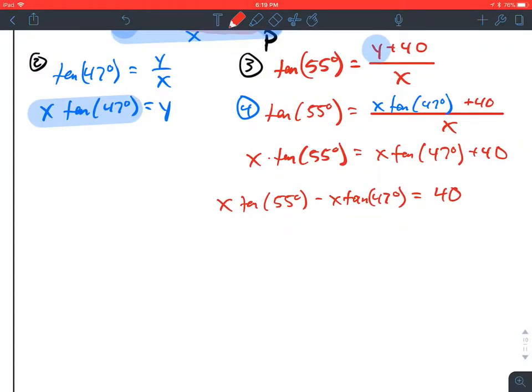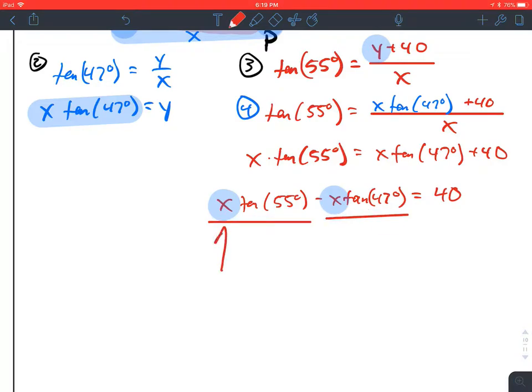Now I have my X's on the same side, and it's this next step that often blows people's minds. To solve the equation, I have to get X by itself. And the problem is I have X in two different terms, and they're not like terms. They're not like terms because the angles are different angles. So what do we do? I factor. What type of factoring? The easiest type of factoring. I factor out the greatest common factor in these two terms.